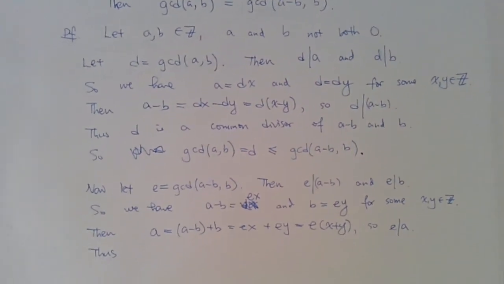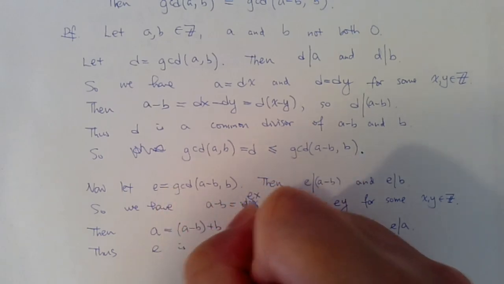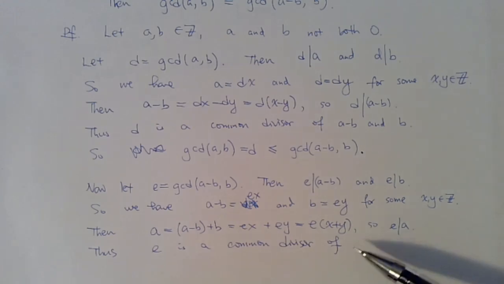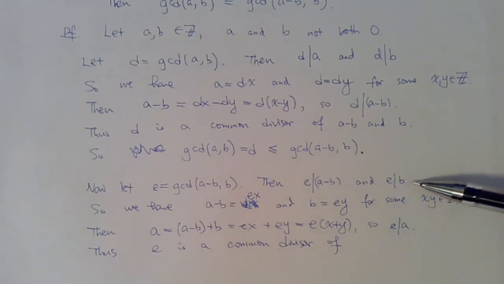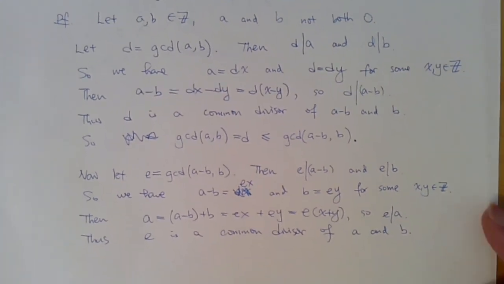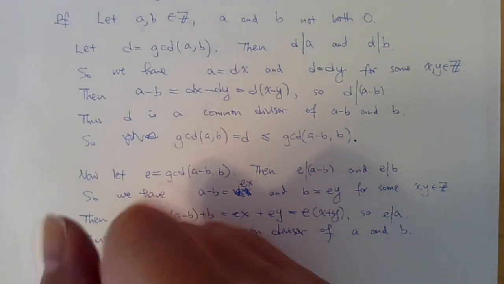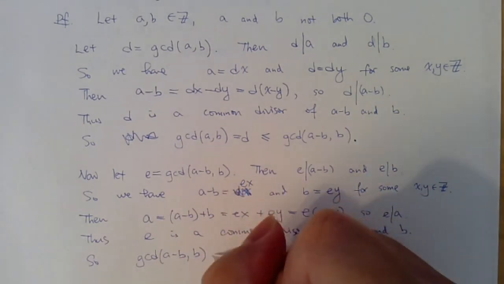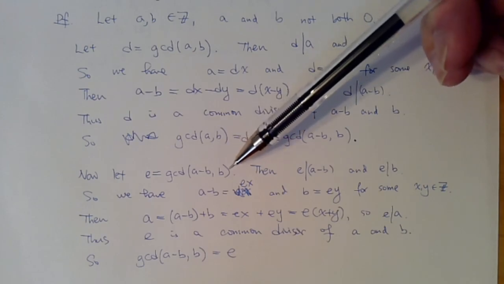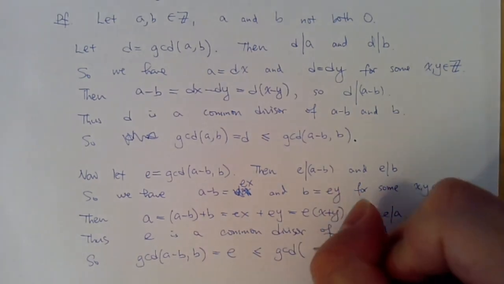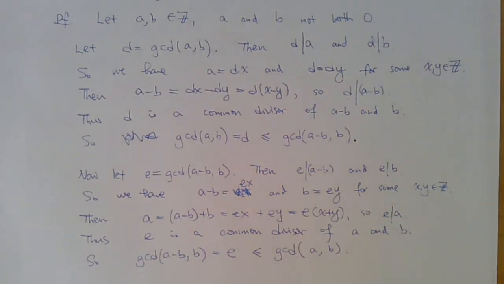So what we figured out is that E is a common divisor of A, we just figured that out, and also of B that it started with, of A and B. And if it's a common divisor, then it's at most the greatest common divisor. So GCD of A minus B comma B is E. This is our definition right here. I'm about to be done, so I'm reminding you of that. And that's less than or equal to the greatest common divisor. So since it's a common divisor of A and B, it's bounded above by the greatest one.